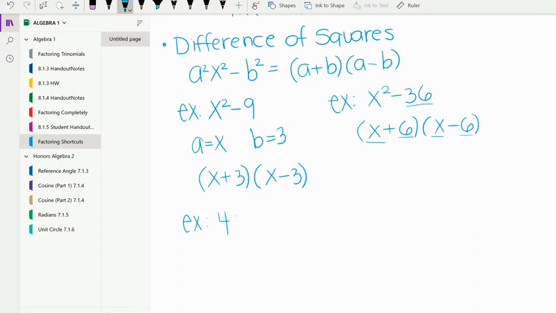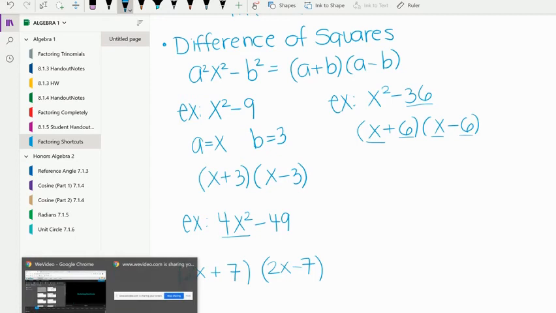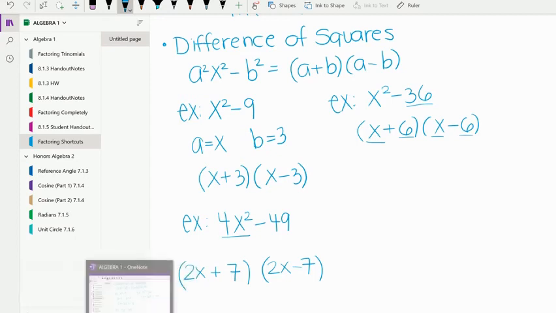So if we have 4x squared minus 49. So how I like to do it is I know this is a difference of squares because I can see that the square root of 4x squared is 2x, so that will be the first part. I know that the square root of 49 is 7. It's two terms and it has a minus sign, so then these would be plus and minus. All right, that's everything for factoring shortcuts.